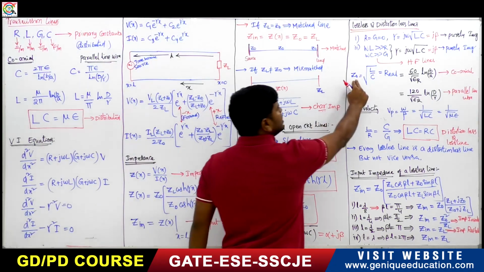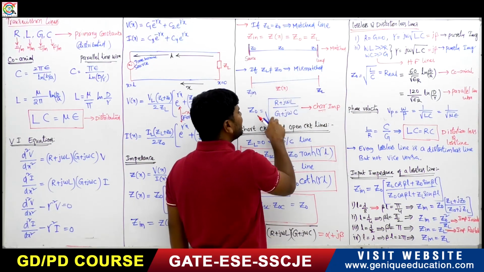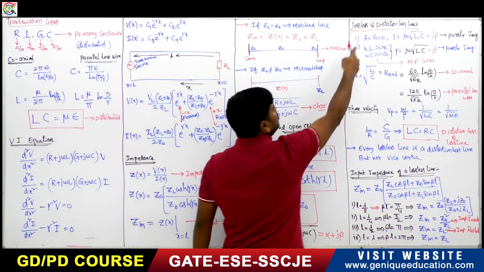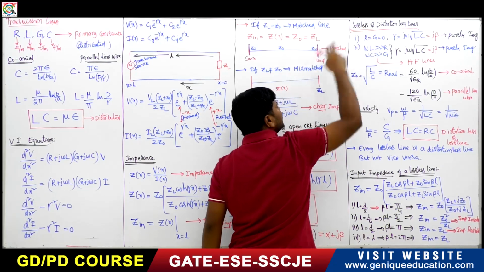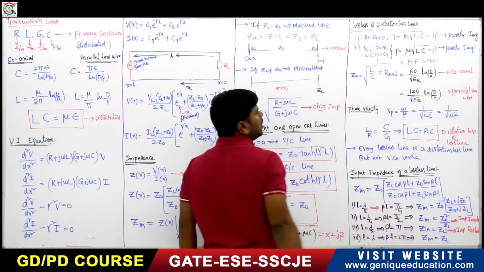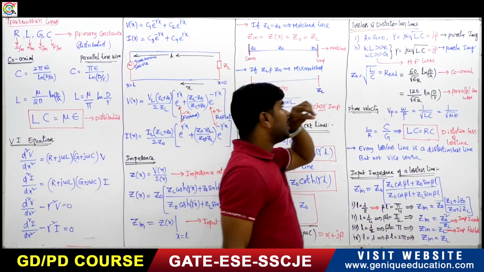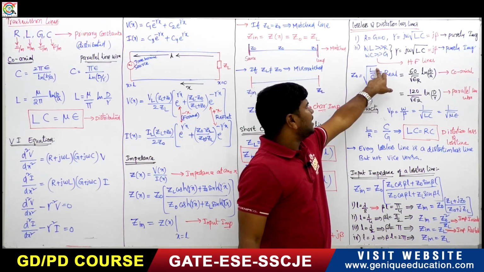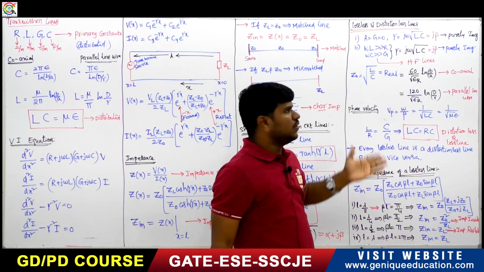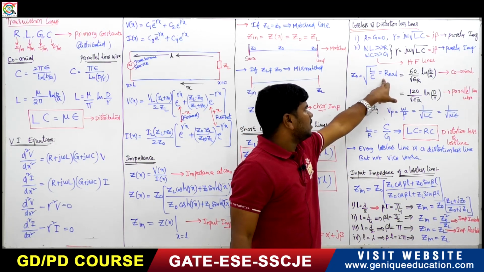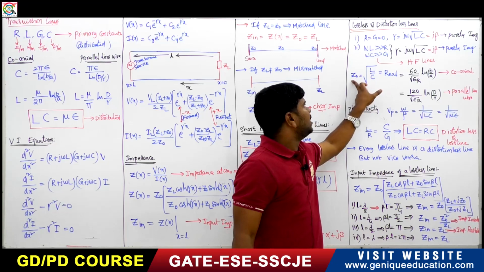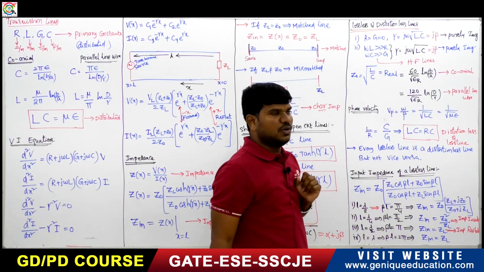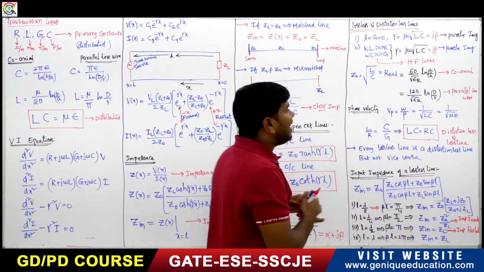So already we know Z0 is equal to the square root of (R plus jωL) divided by (G plus jωC). If you put either of these two conditions, then you will get Z0 equal to root over L by C. This is real, because inductance is a real value and capacitance is a real value. So these two are real values. That's why you will get the characteristic impedance as a real value. So already you know the L and C values.